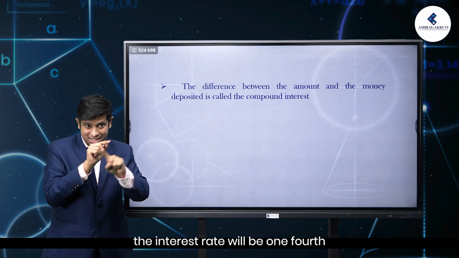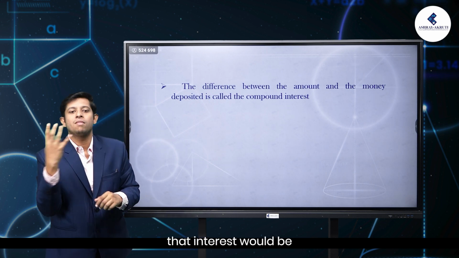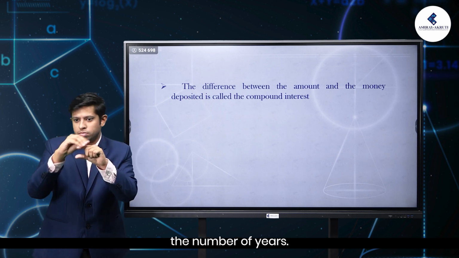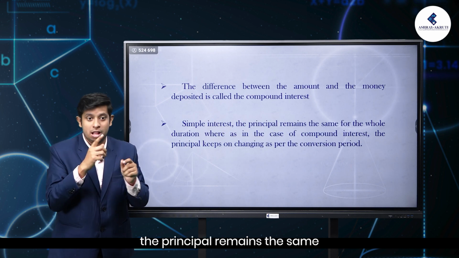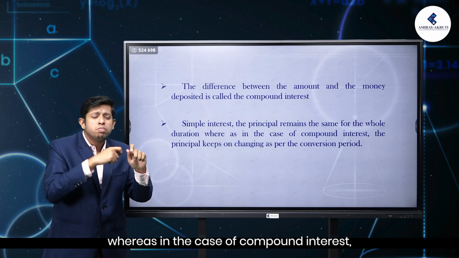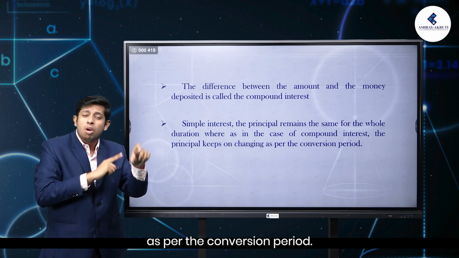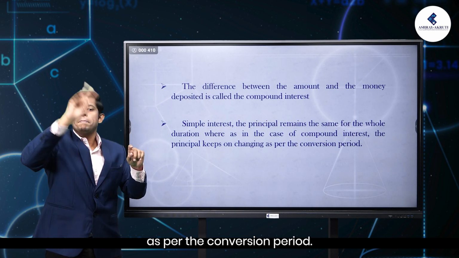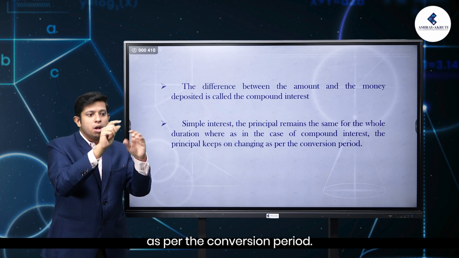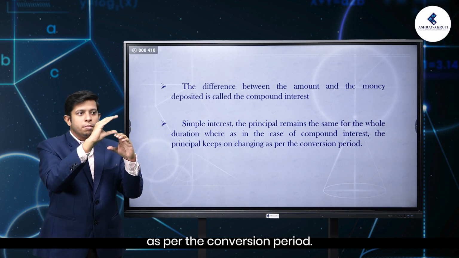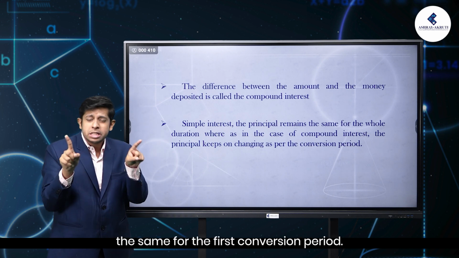In such cases, the interest rate will be 1/4 of the annual rate and the number of times that interest will be compounded is 4 times the number of years. In the case of simple interest, the principal remains the same for the whole duration, whereas in the case of compound interest, the principal keeps on changing as per the conversion period. The simple and compound interest remain the same for the first conversion period.